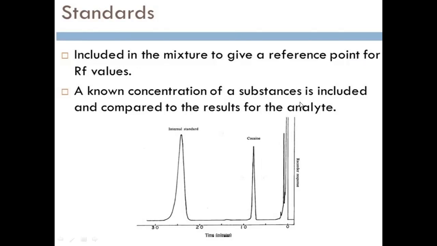A known concentration of the substance is included and the result for the analytes is compared, right? These are the internal standards you are adding. You can see here the retention time, how much it is, and the recorded response. You can match whether this peak matches your standard or not. If it matches, you can conclude that the given peak is caffeine, and that it is there in the tea mixture of the given sample.